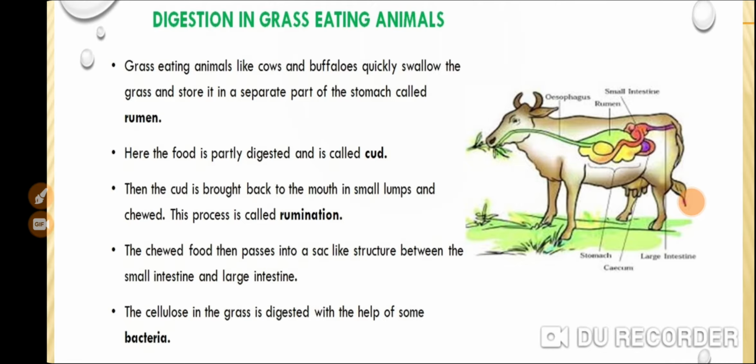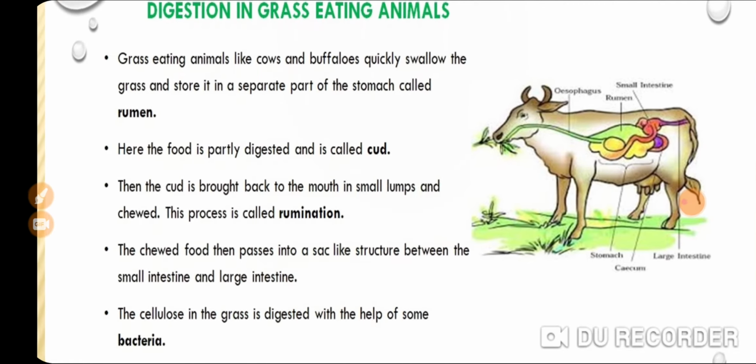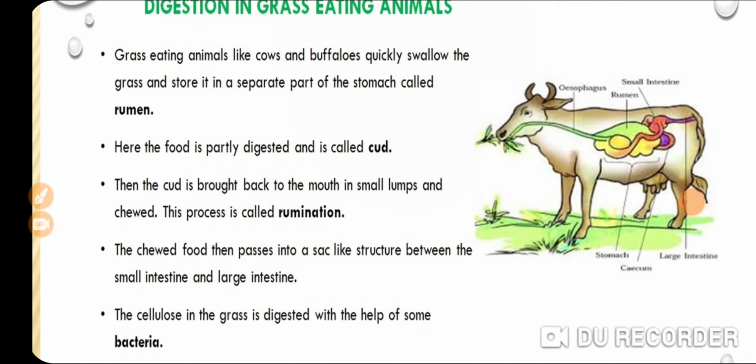Grass eating animals like cows and buffalo quickly swallow the grass and store it in a separate part of the stomach called rumen. Here, the food is partially digested and is called cud. This cud is brought back to the mouth in small lumps and chewed. This process is called rumination.